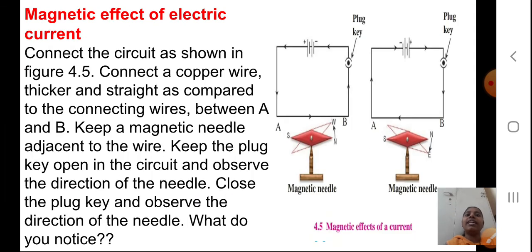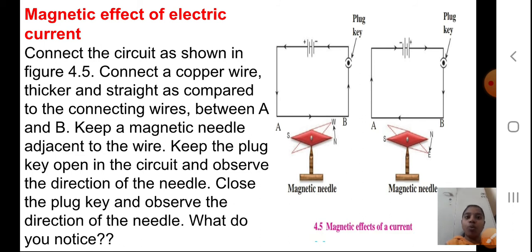Now the next part you studied is the magnetic effect of electric current. What is this magnetic effect, students? We will do an experiment and see. Connect the circuit as shown in figure 4.5. You can see the circuit is there. Connect a thick, straight copper wire, compared to the connecting wires, between A and B. Keep a magnetic needle adjacent to the wire. You can see a red magnetic needle has also been kept.